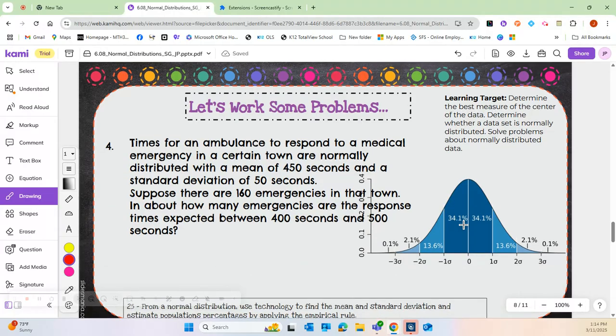All right, I think this is our last one. Number 4 says, times for an ambulance to respond to a medical emergency in a certain town are normally distributed with a mean of 450 seconds. So by the time the ambulance drivers get the call and by the time they arrive at the scene, that's only 450 seconds. That's very quick. With a standard deviation of 50. So we're going to add 50 as we move to the right. We're going to subtract 50 as we move to the left.